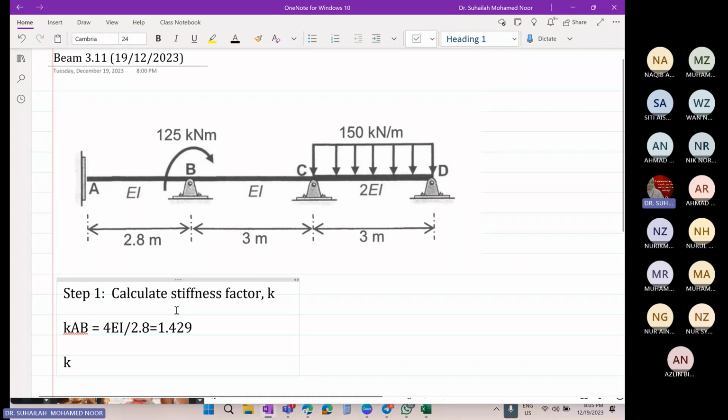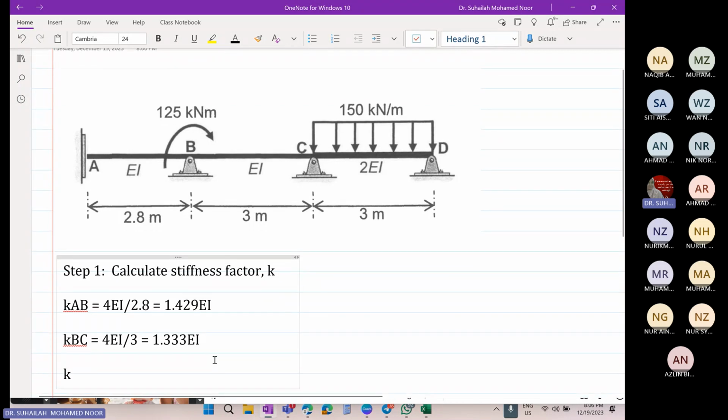Next one is K for BC. Both are internal supports, so we use 4 also. It is 4 EI divided by 3, and this is equal to 1.333 EI. EI will be cancelled when we calculate the distribution factor.